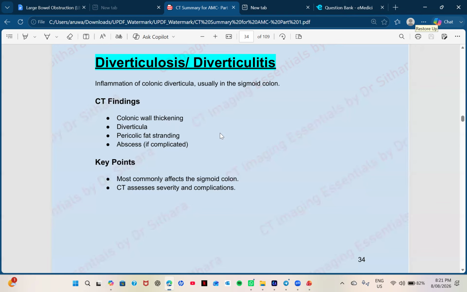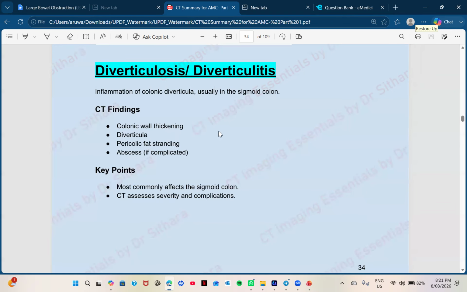Okay, so the next one, diverticulosis. Diverticulosis and diverticulitis, how they present. These are two different things, okay? How do those things present, doctors?